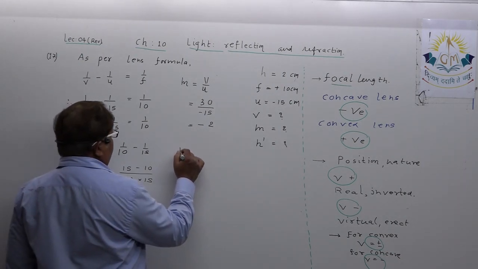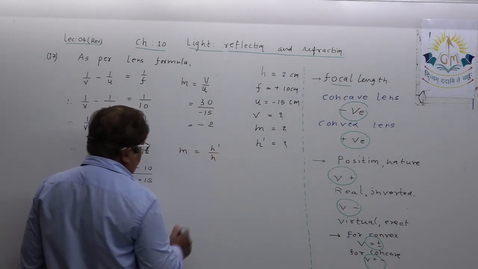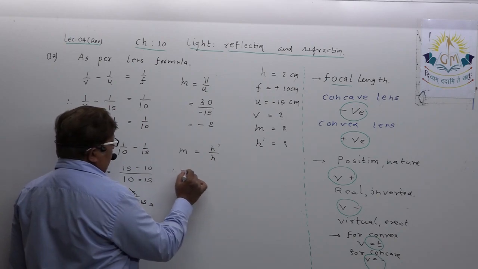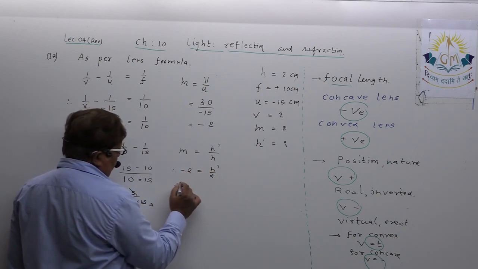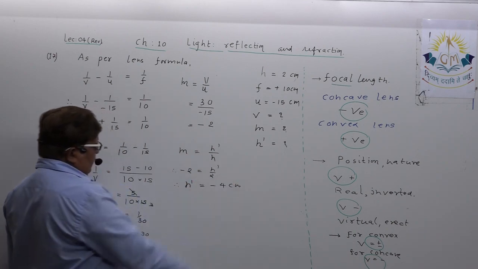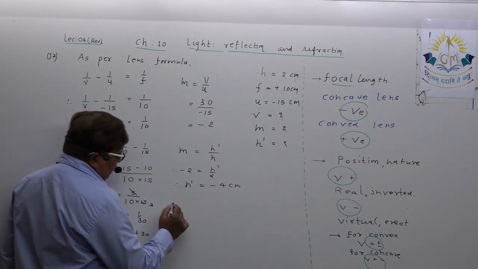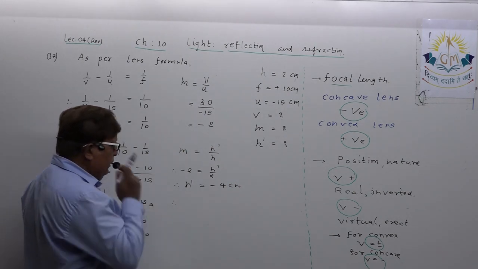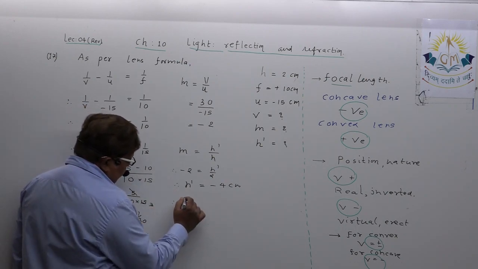Understand? In the first example, you saw V negative, M positive. V positive, M negative in case of convex lens. M you got. Now the new one, M equals H dash upon H, which is minus 2 equals H dash upon 2. So H dash equals minus 4 centimeters. So now, dear student, what will you write?